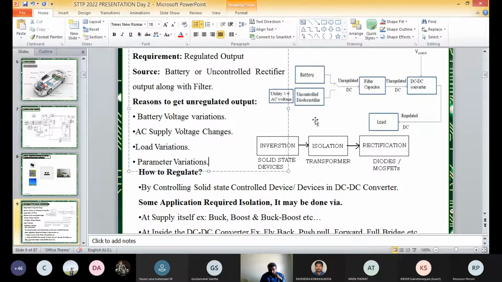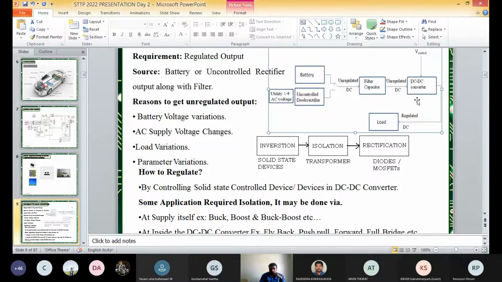Also, once you design the DC to DC converter parameters, due to some external factors there is a chance that the parameter values change. So whatever the condition, whether it is battery voltage variation, AC voltage change, load change, or parameter change, we need to get a regulated DC output. For that purpose we require the DC to DC converter.